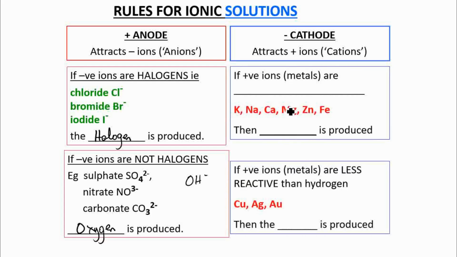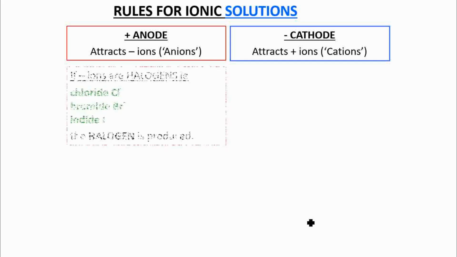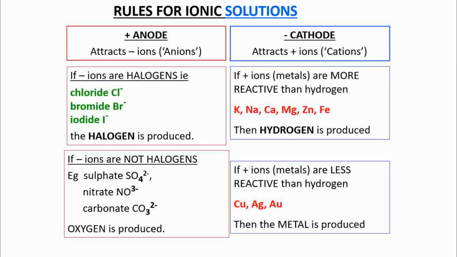For the cathode, if your positive ion is anything above hydrogen, potassium, sodium, calcium, magnesium, zinc, or iron, then hydrogen is going to be formed because hydrogen is less reactive. However, if you have metals which are less reactive than hydrogen, then the metal is going to be produced. Okay, good. So that's the rule that you just need to know for this.